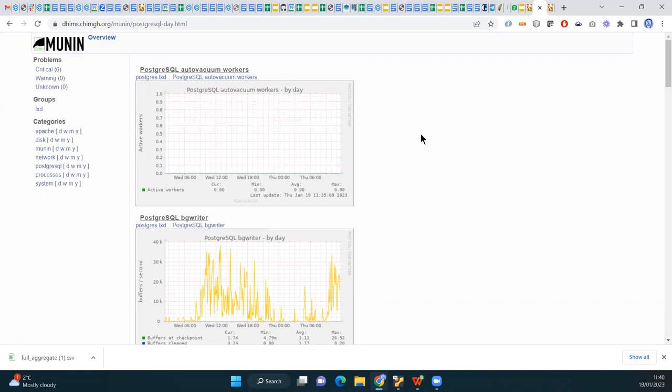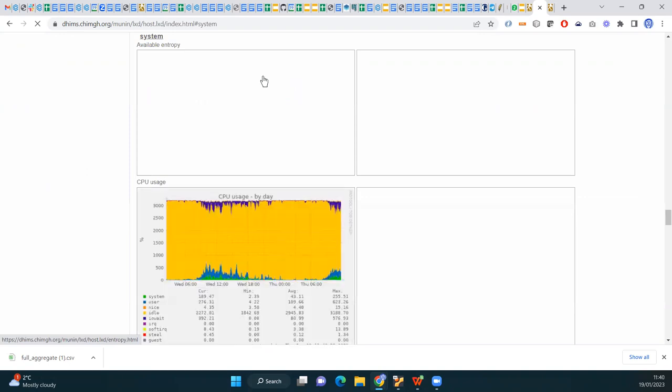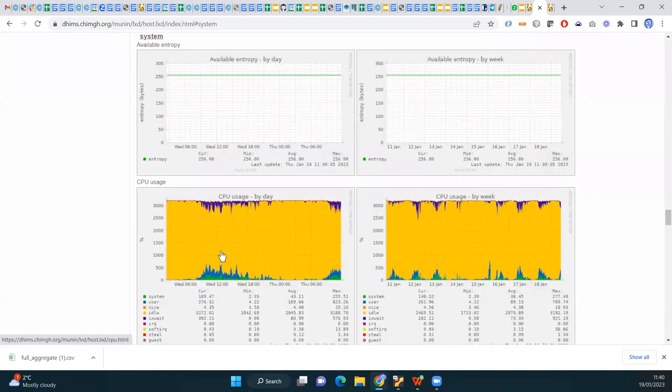When I am looking at Munin, normally the kind of things I would look at, go to this overview, go to the host machine, I look at the system. This is one of the most important starting points, and you have a look at what your CPU usage is like. If you've got a lot of excess CPU usage, then you've got some kind of problem to investigate.